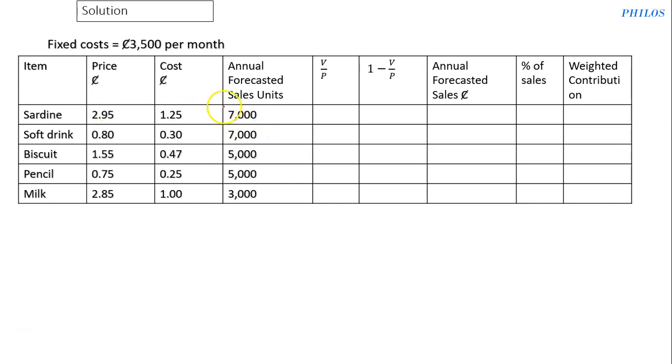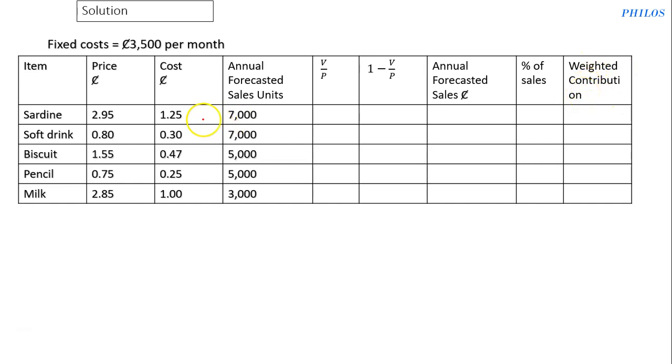Now when you draw it and you have everything in it, you create a new column for V over P, you create a new column for 1 minus V over P, and then you create a new column for annual forecasted sales in monetary terms. You see here we have annual forecasted sales in units, so you should create it for monetary terms as well. Then you create a column for percentage of sales, and then you create a column for weighted contribution as well.